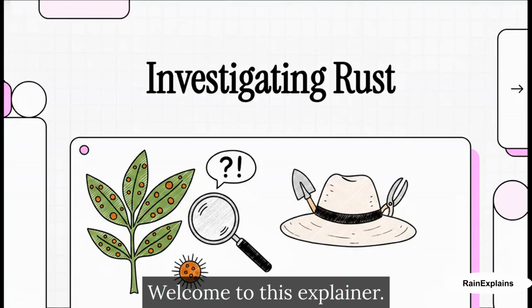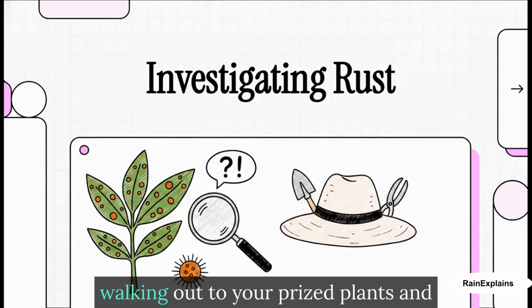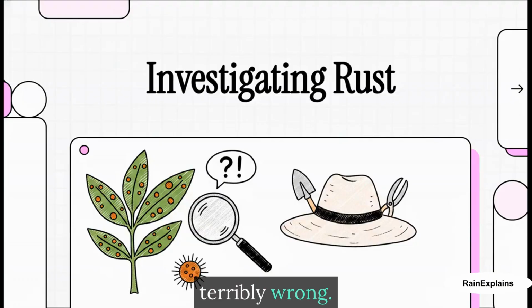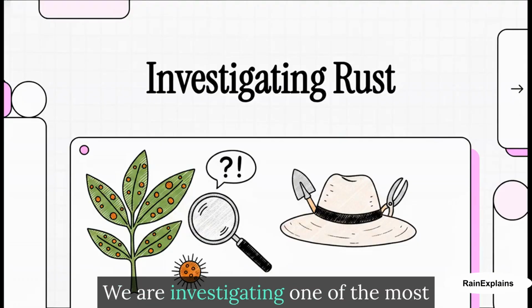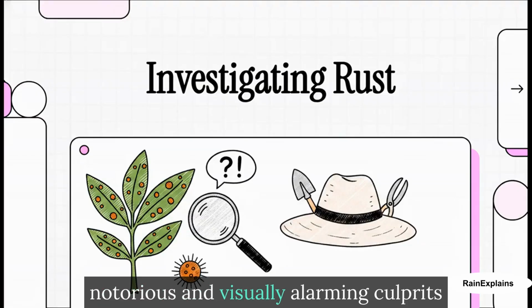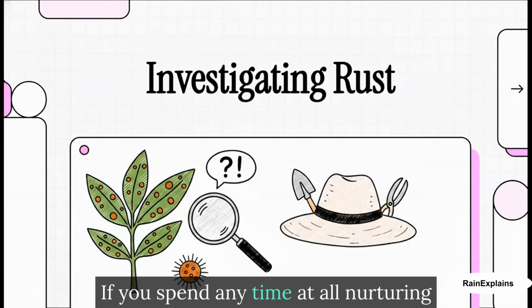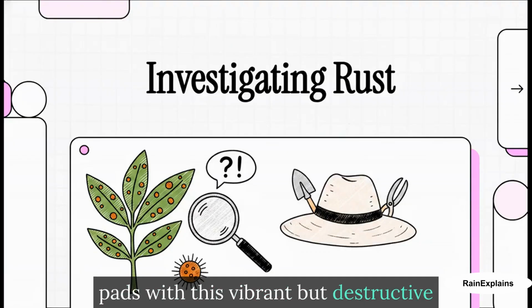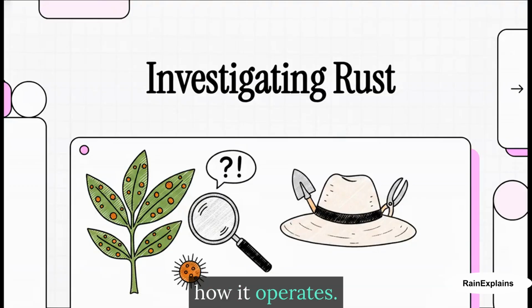Welcome to this explainer. As a gardener, there is absolutely nothing quite as frustrating as walking out to your prized plants and realizing something has gone terribly, terribly wrong. Today, we're putting on our botanical detective hats. We are investigating one of the most notorious and visually alarming culprits in the entire garden, rust. If you've spent any time at all nurturing plants, you've almost certainly crossed paths with this vibrant but destructive adversary. Today, we're going to figure out exactly how it operates.